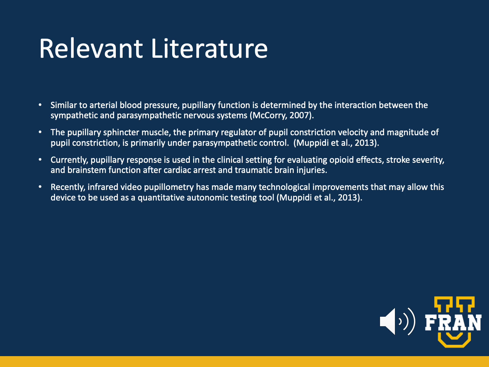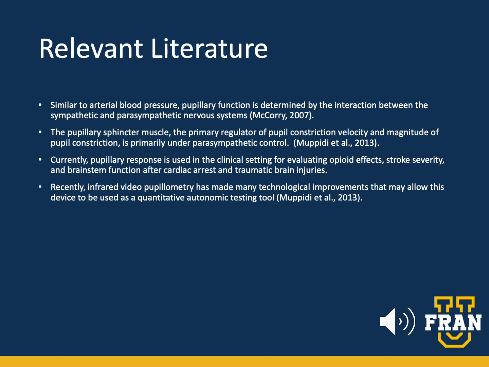Similar to arterial blood pressure, pupillary function is determined by the interaction between the sympathetic and parasympathetic nervous systems. Pupillary diameter is controlled by the iris muscle. The iris dilator muscle dilates the eye and is equally controlled by the sympathetic and parasympathetic nerve fibers. However, the pupillary sphincter muscle, which is a primary regulator of pupil constriction velocity and the magnitude of pupil constriction, is primarily under parasympathetic control. Assessment of pupil constriction and dilation can provide useful data regarding the body's autonomic, parasympathetic, and sympathetic nervous system function.